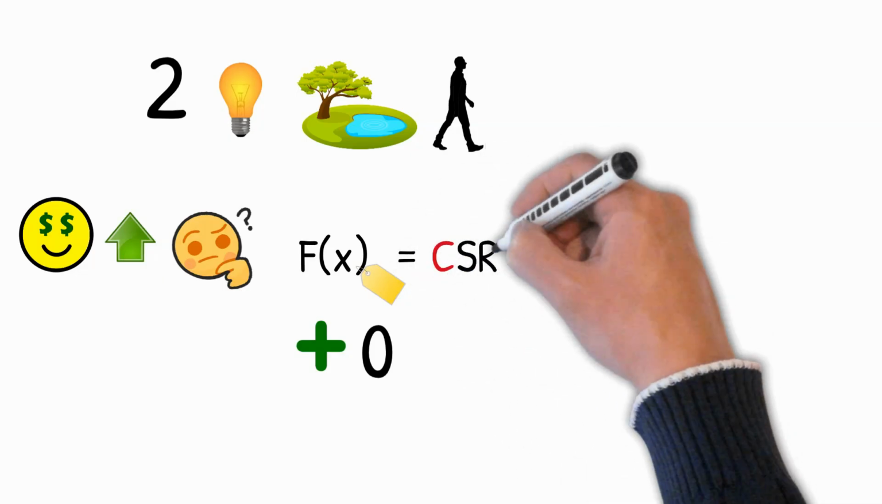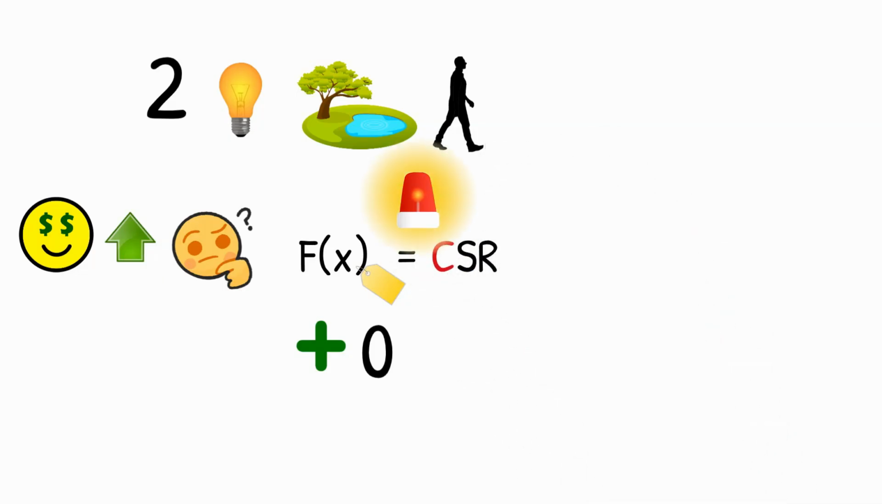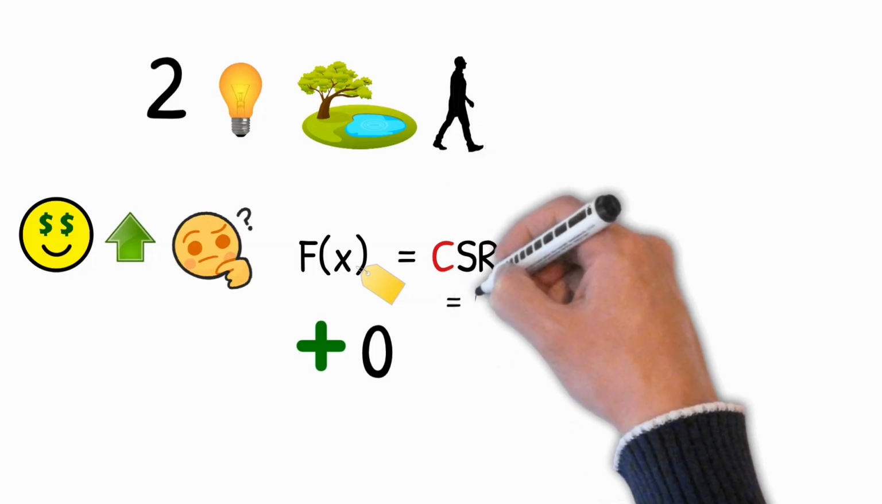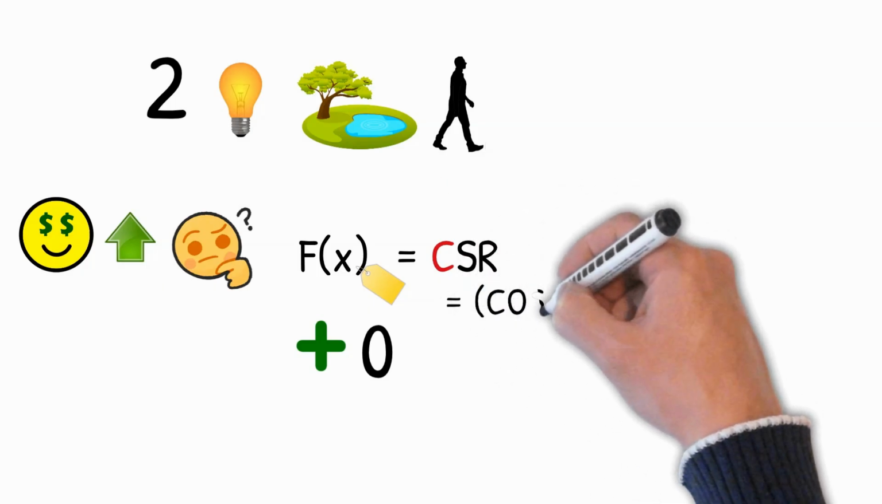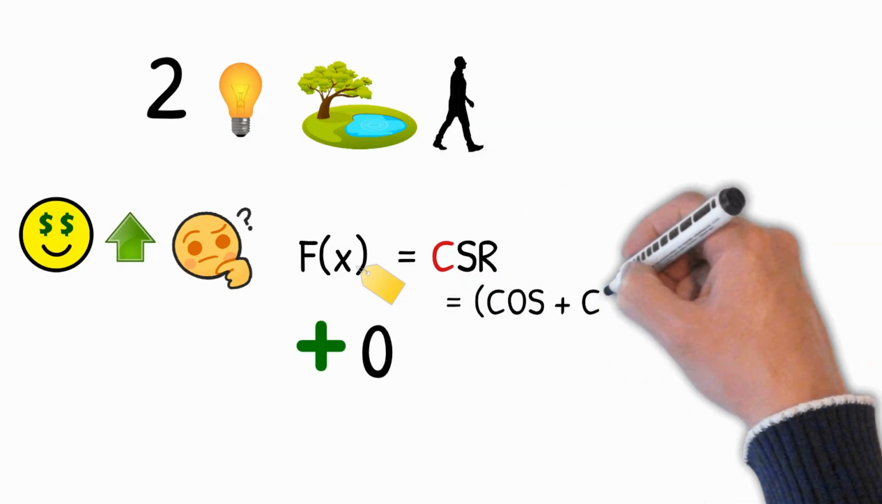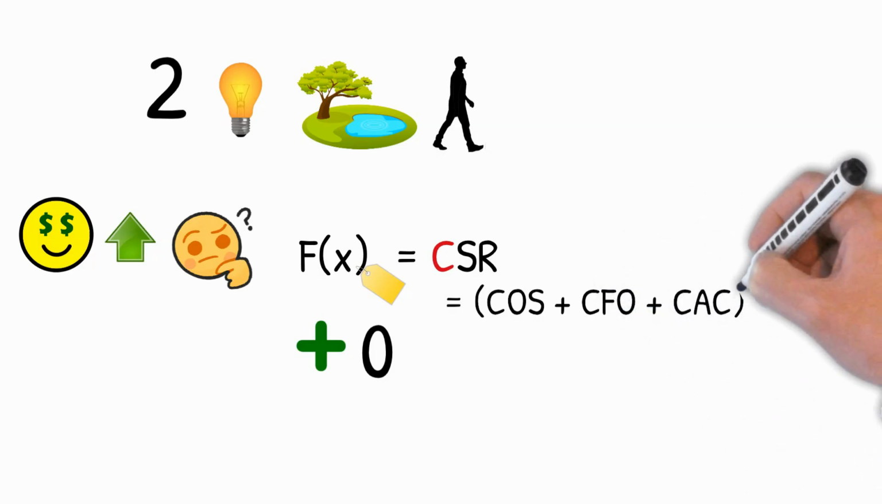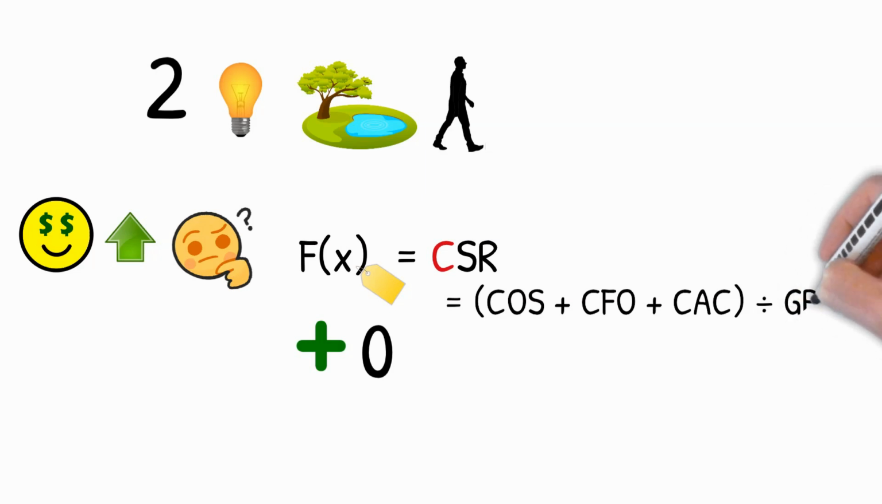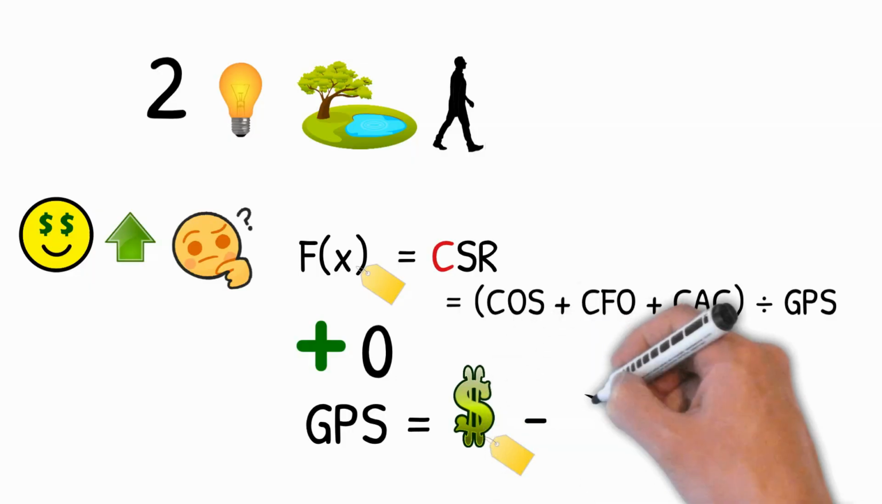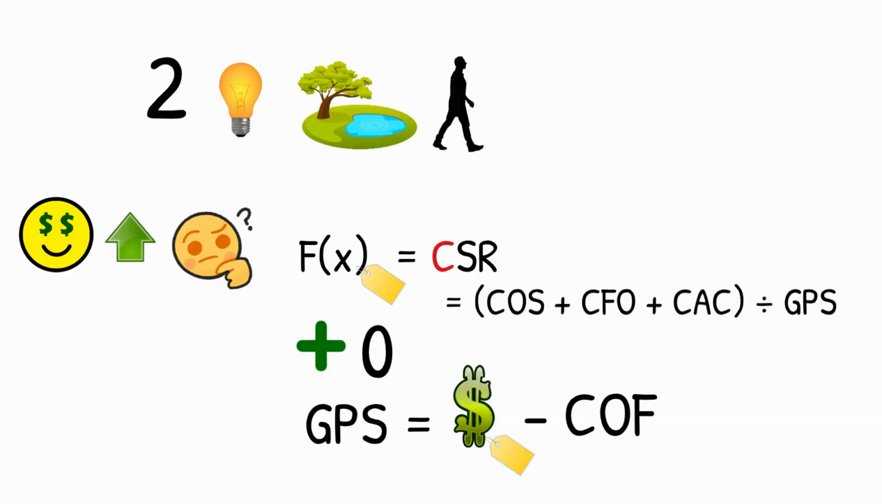The critical sales rate equals the cost of sales plus the cost of overhead plus the capital accumulative cost, and all those divided by the gross profit per sale, which, as we said earlier, is the dollars per sale minus the cost of fulfillment.